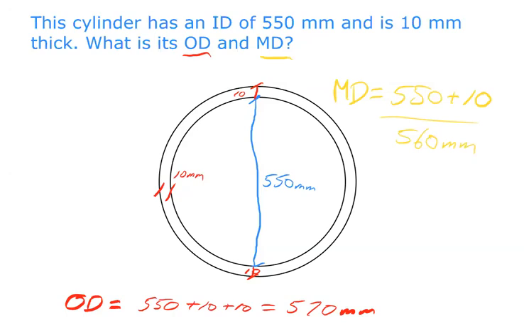But we don't need to do 5 and 5. We just know 5 and 5 is 10. So the inside diameter plus one thickness gives you the mean diameter. The inside diameter plus two thicknesses gives you the outside diameter. So if you were reverse engineering it and you had the outside diameter and the thickness was 10, it would be the outside diameter minus the thickness to get mean diameter, or the outside diameter minus two thicknesses to get inside diameter. So that's that. That's inside, outside, and mean diameters.